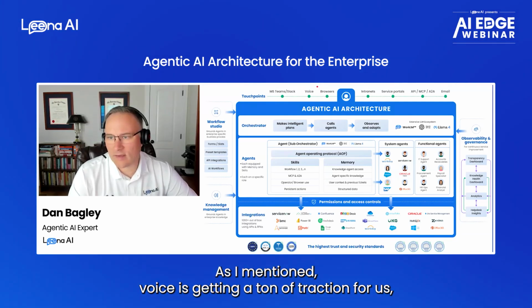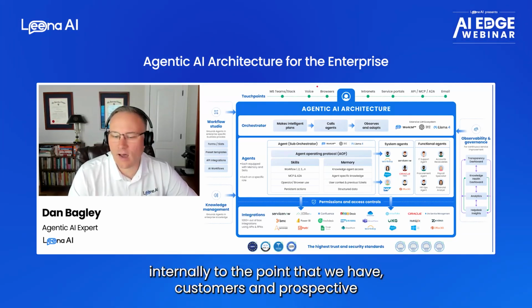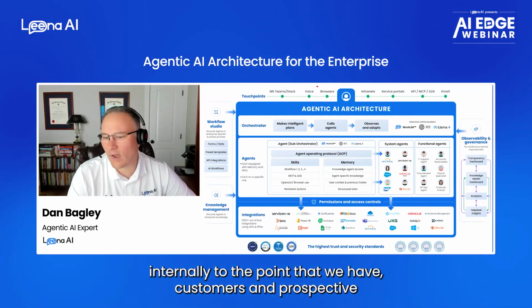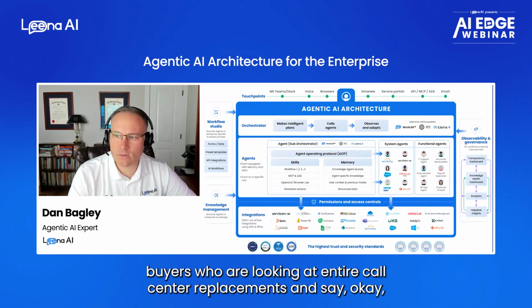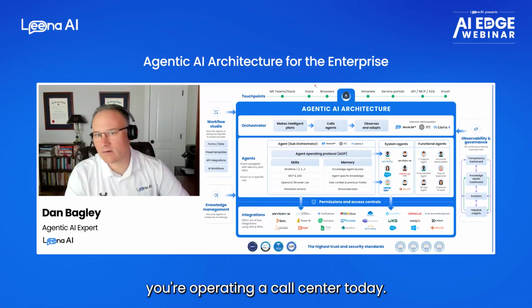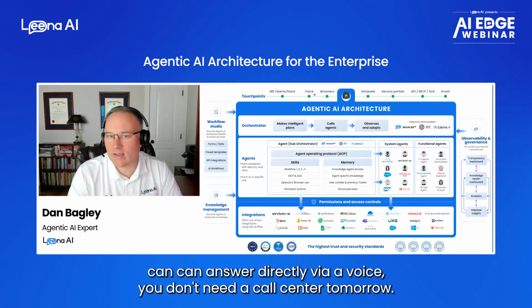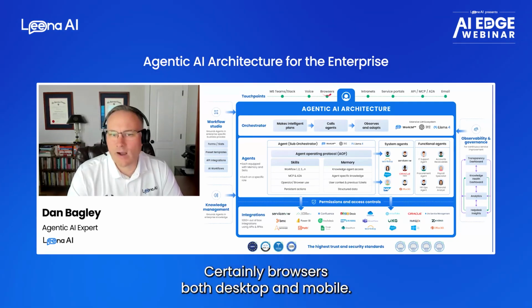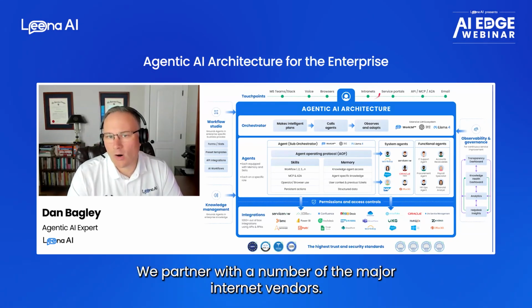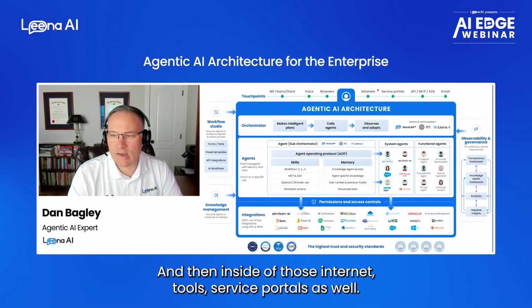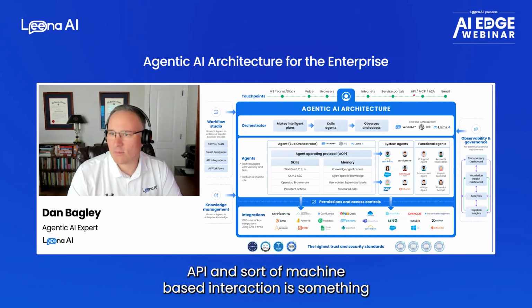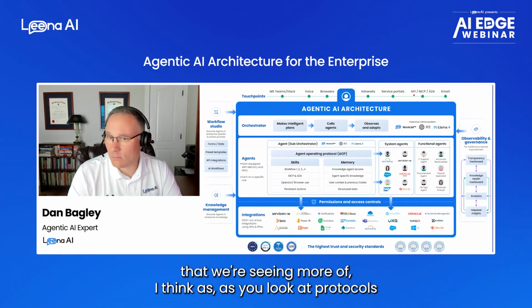As I mentioned, voice is getting a ton of traction for us internally, to the point that we have customers and prospects of ours who are looking at entire call center replacements and say, okay, you're operating a call center today, but if an agentic AI solution can answer directly via voice, you don't need a call center tomorrow. Certainly browsers, both desktop and mobile. We partner with a number of the major intranet vendors and embed inside of those intranet tools, service portals as well. API and machine-based interaction is something that we're seeing more of.